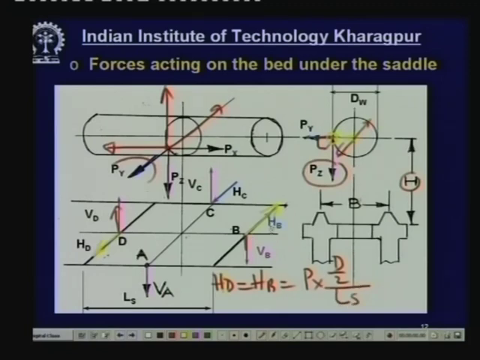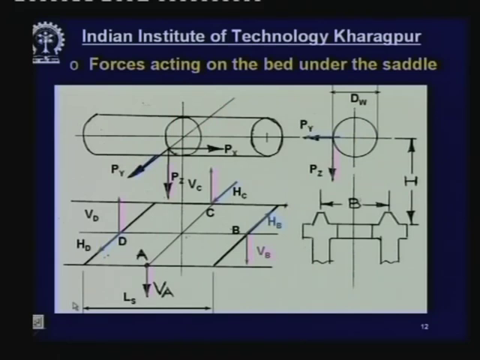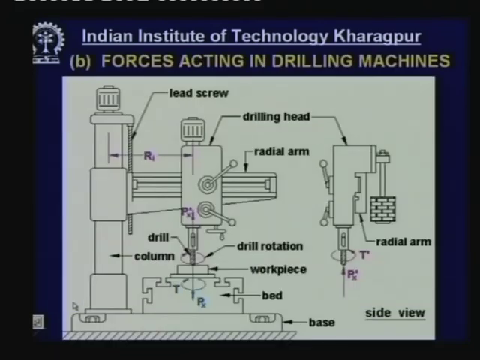Now, these forces I have shown are acting on the lathe bed. What are the forces acting on the saddle? Same forces, but in the opposite direction, that is all. So, this way we could find how the forces originate in a machine tool like a central lathe, and how they are distributed over the different parts of the machine tool. This will help the design of the machine tool and fulfill the other purposes, as I already mentioned.